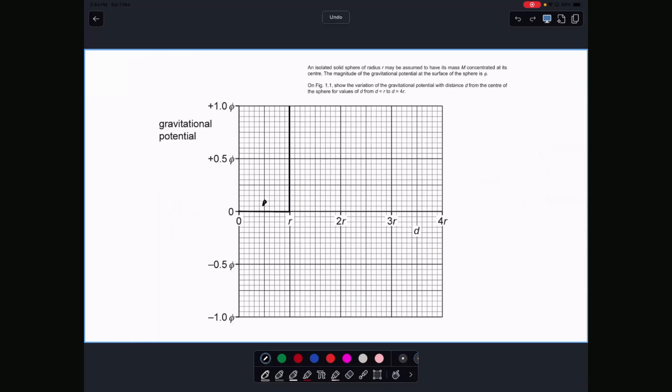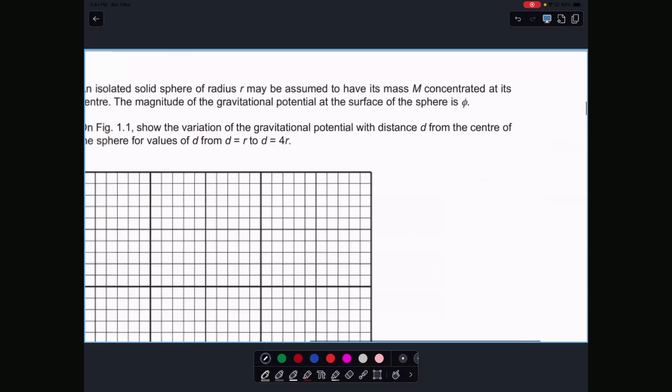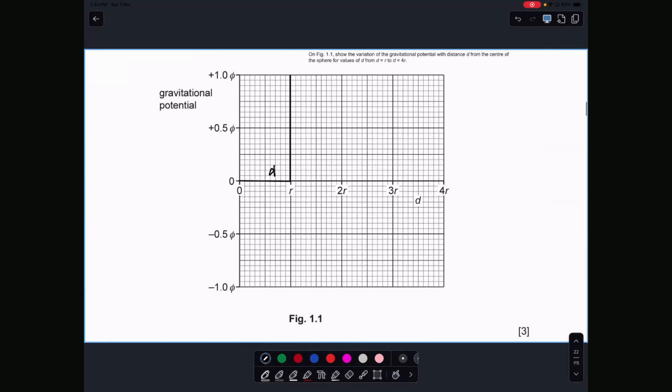You can't go inside the planet, right? So we have to start from the surface. And this part is important: they say the magnitude of the gravitational potential at the surface of the sphere is phi. So if the magnitude is phi, should the value be phi or minus phi? Negative phi. This is important. So it must start from here, and they say you're going to 4r.